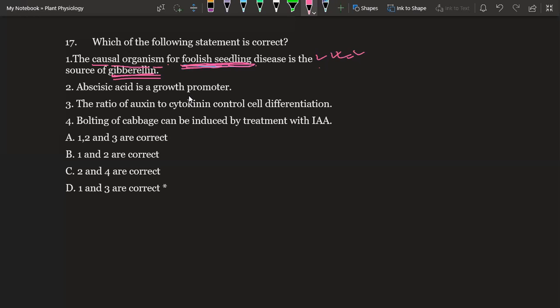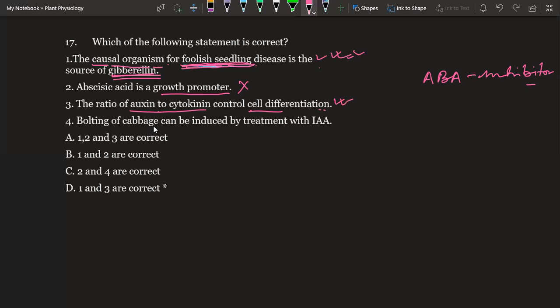Abscisic acid is a growth promoter. Here, abscisic acid is a growth inhibitor, not a promoter. So this statement is not correct. The ratio of auxin to cytokinin controls cell differentiation. The very first question that we solved, this is true. So this statement also is true.